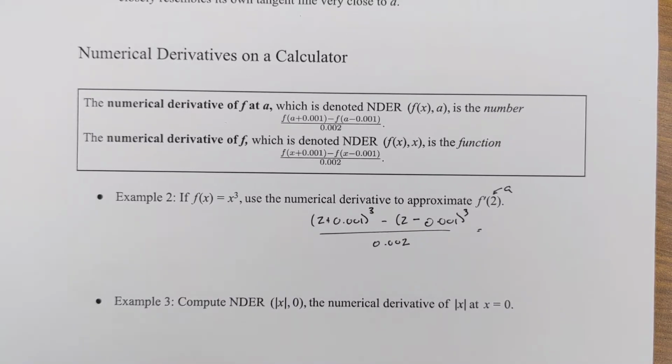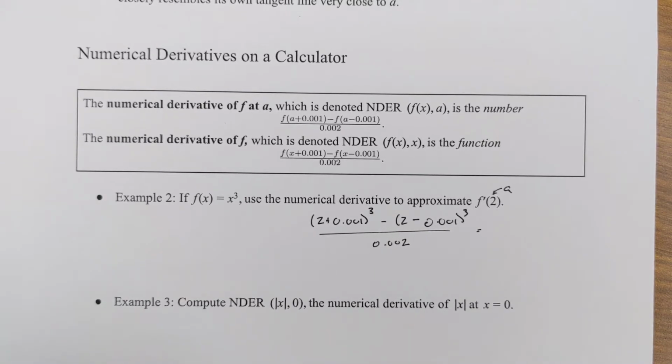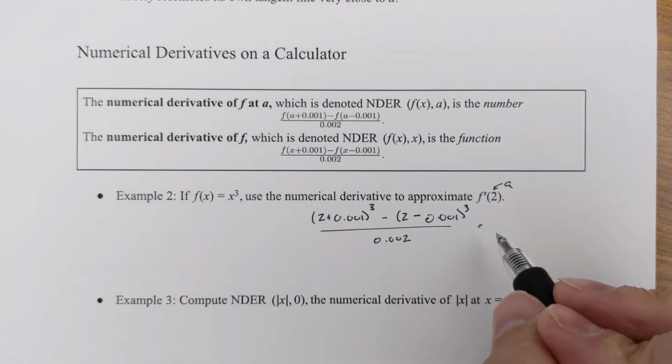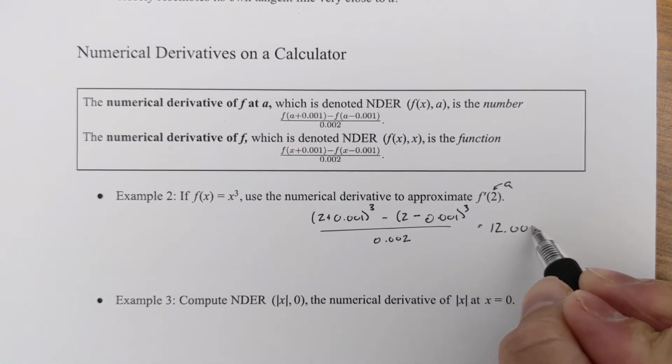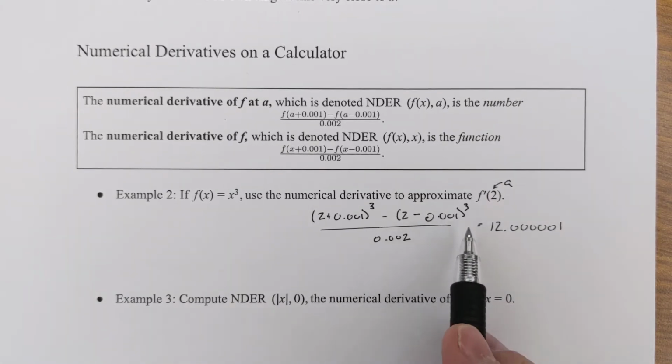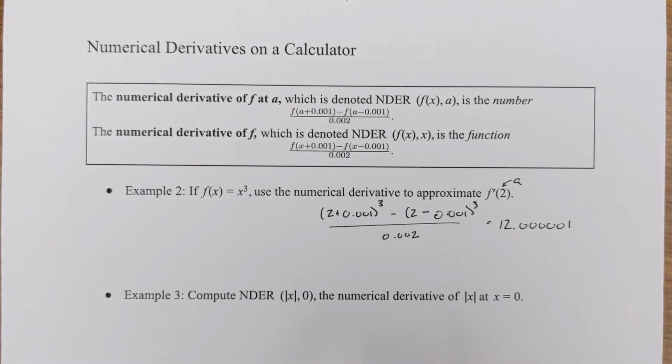2 plus 0.001, cubed, minus 2 minus 0.001, cubed, divided by 0.002. So this comes out to be 12.00000100, that is, 12.0000010. So that's the numerical approximation for the derivative at 2.